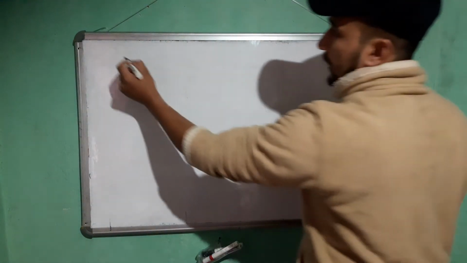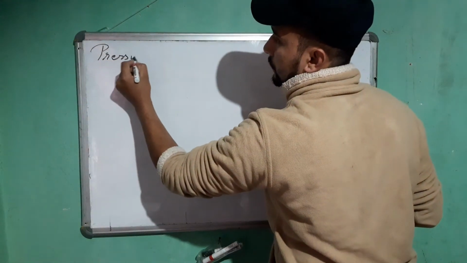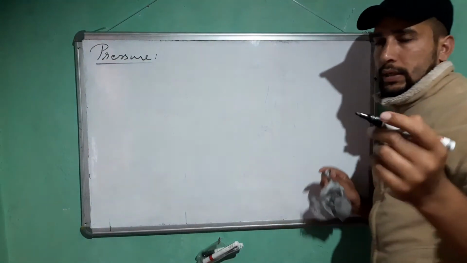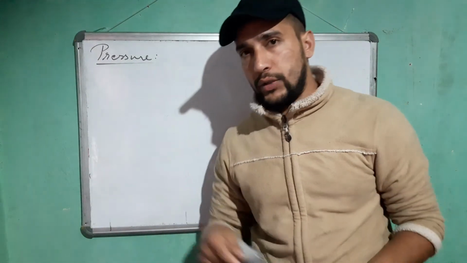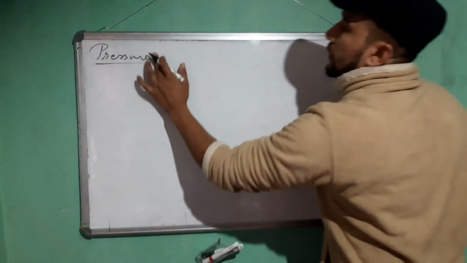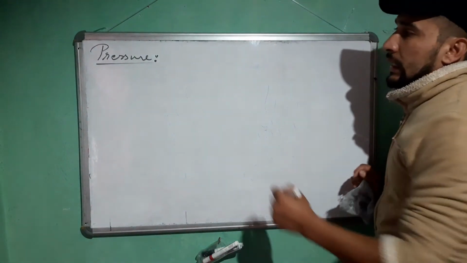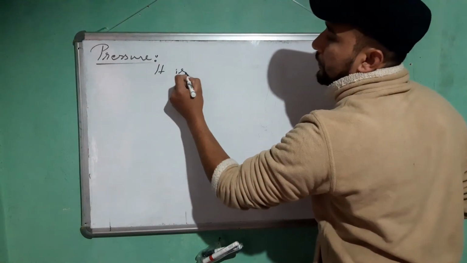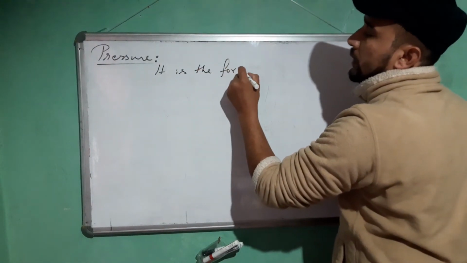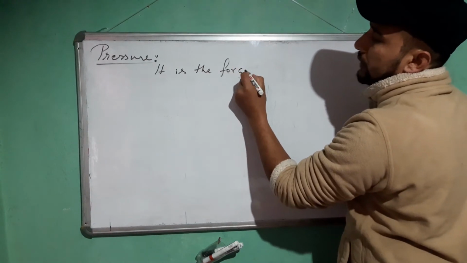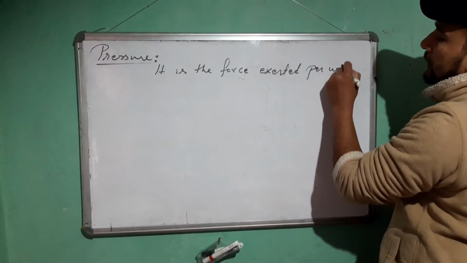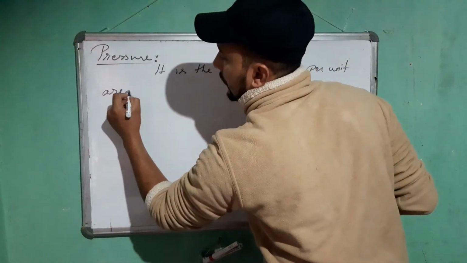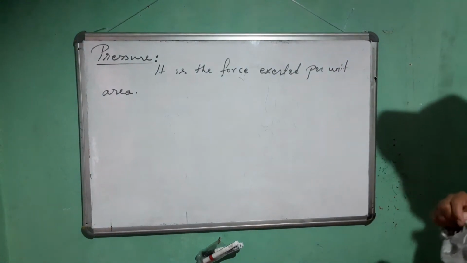Next, let's proceed to pressure. Write down the question: define pressure and mention its various units. So the definition of pressure is, it is the force exerted per unit area.